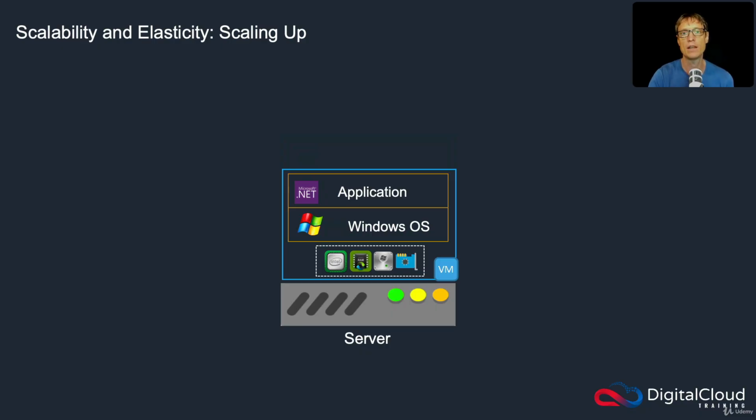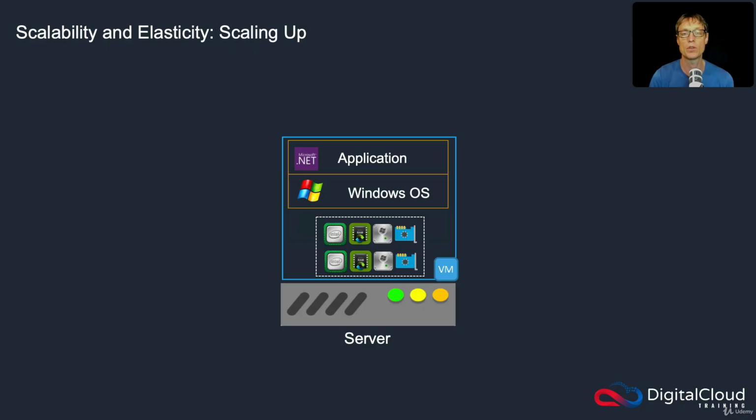Well, in a scaling up scenario, what we would do is we would add more hardware. In this case, virtual hardware, but in a physical server, you're adding more physical hardware. So now that virtual machine has more resources available to it. So that's how you scale up. So just remember that scaling up means adding resources to the server.